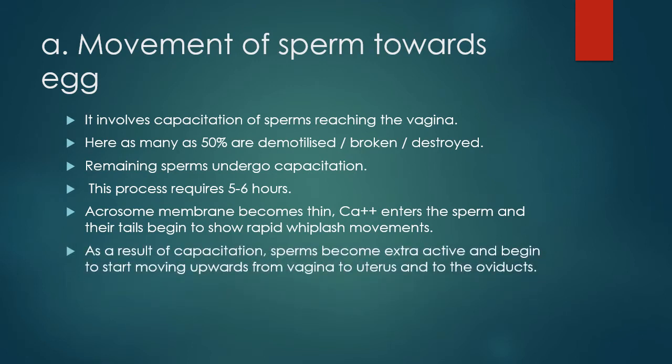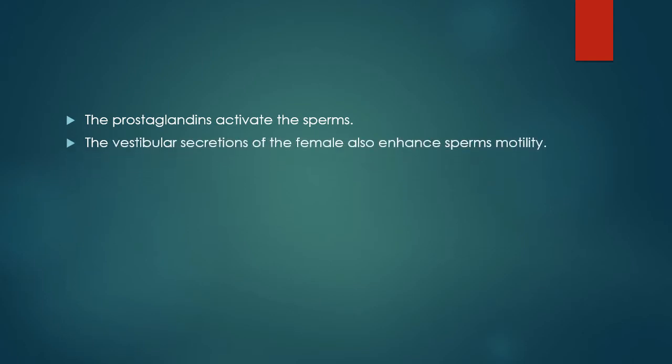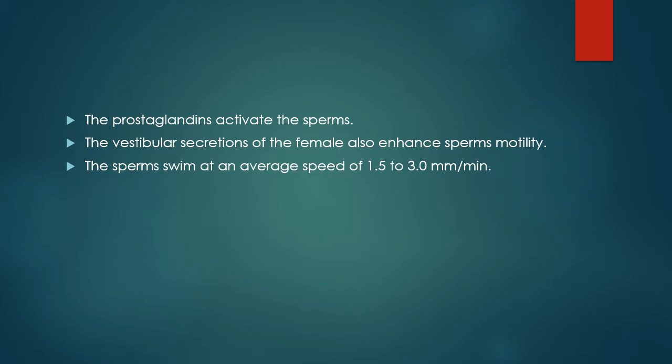As a result of capacitation, sperms become extra active and begin moving upwards from the vagina to the uterus and to the oviduct. The prostaglandins activate the sperm. The vestibular secretions of the female also enhance sperm's motility. The sperms swim at an average speed of 1.5 to 3.0 mm per minute.